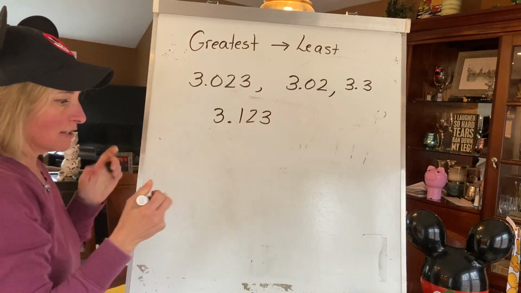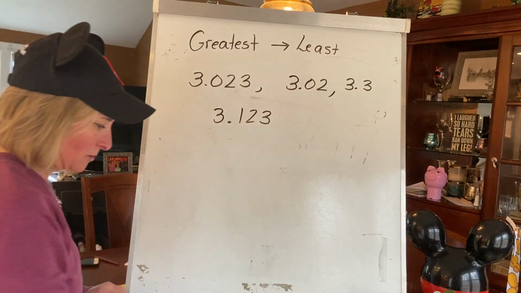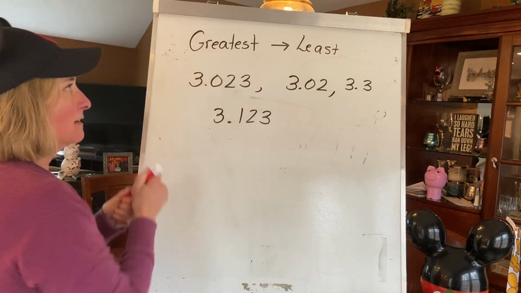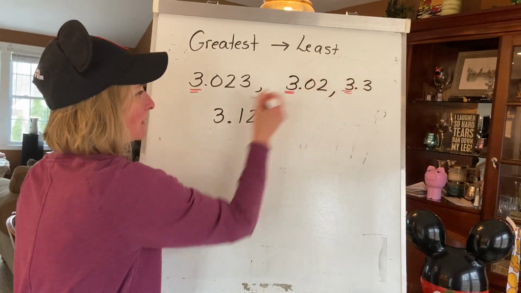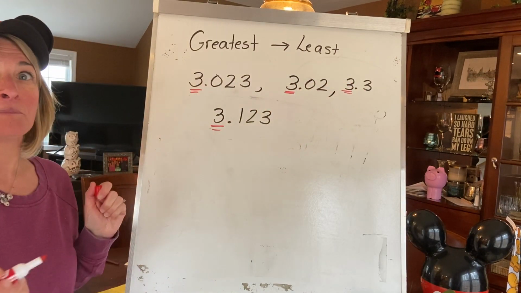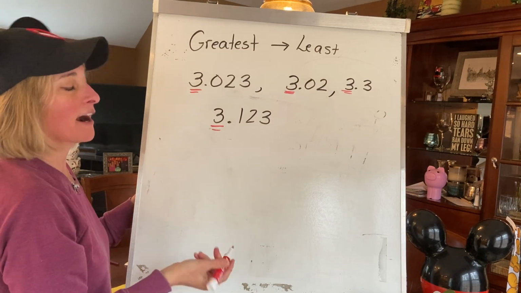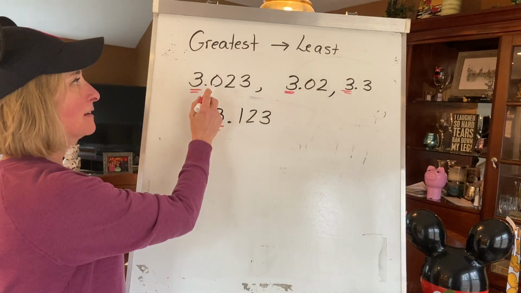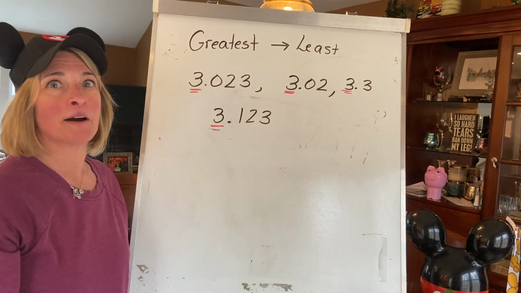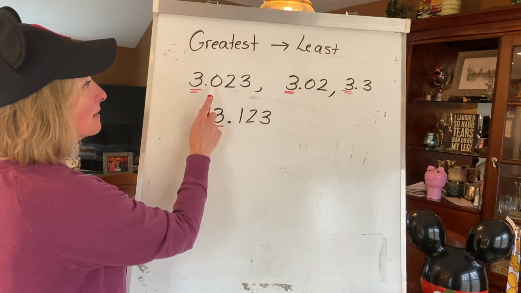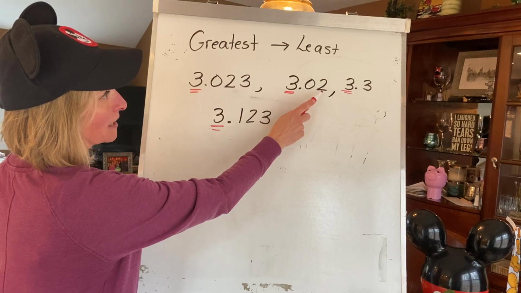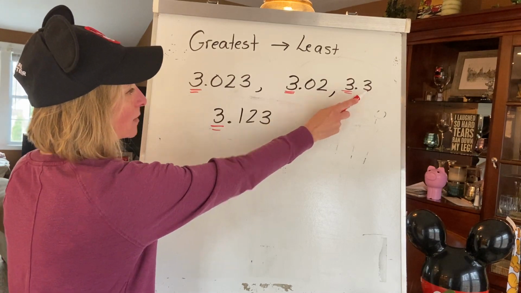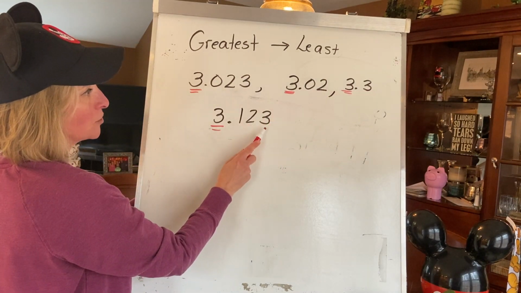So the first thing you had to do, and I think a lot of you did this, is you looked at your whole number and you realized that it was all the same. So now we have to look at the decimal part, and we can't compare them until they all have the same amount of digits after the decimal. So this one has 1, 2, 3 digits after the decimal. This one has 1, 2. This one has 1, and this one has 1, 2, 3.